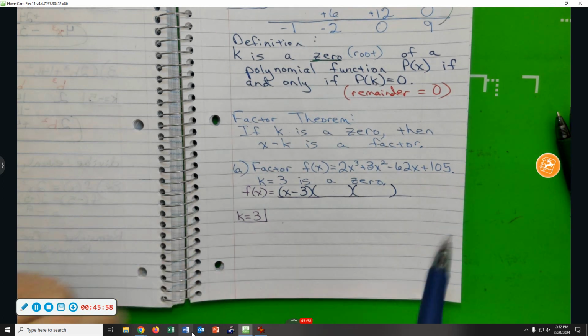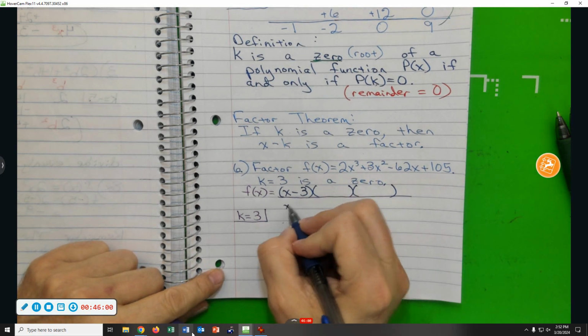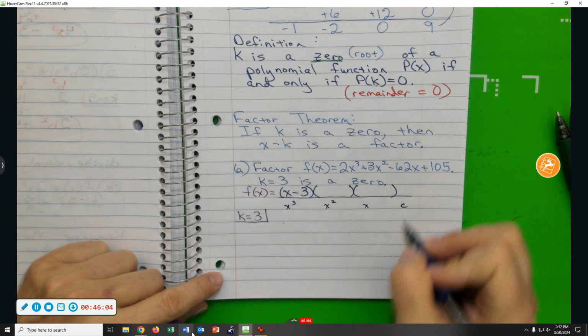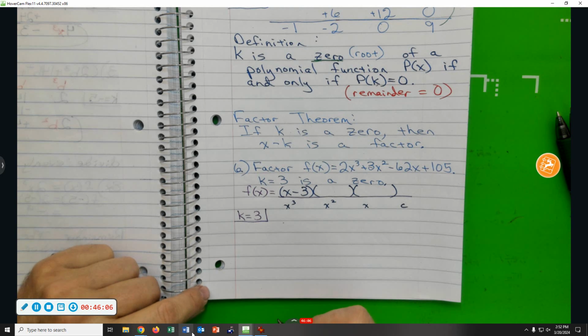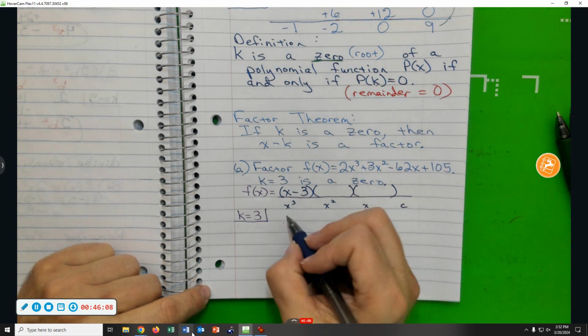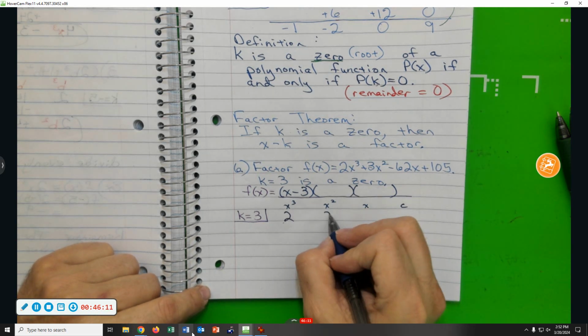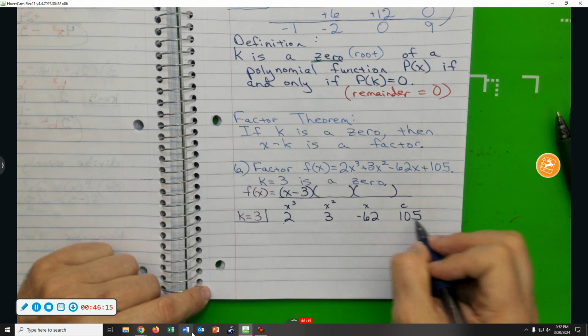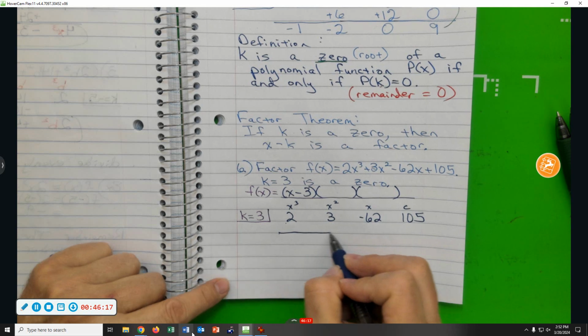And we have an x cubed, an x squared, an x, and a constant. And we have those coefficients, 2, 3, negative 62, and 105. Let's skip a line.